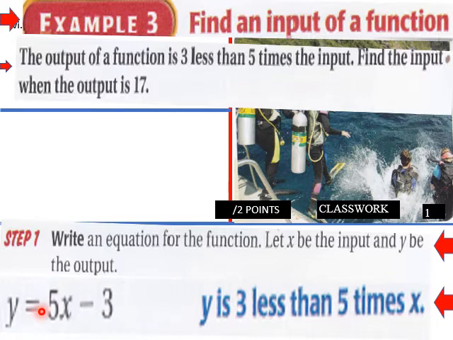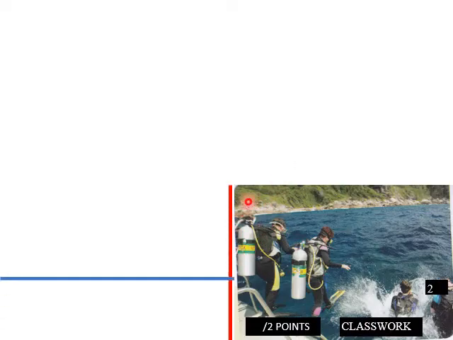And so we have y equals 5x, 5 times the input, 5x minus 3. So y is 3 less than 5 times x. 5 times the input. The input is x. That is your independent variable, which would be your input, which is your x or your domain. So anyway, y equals 5x minus 3.